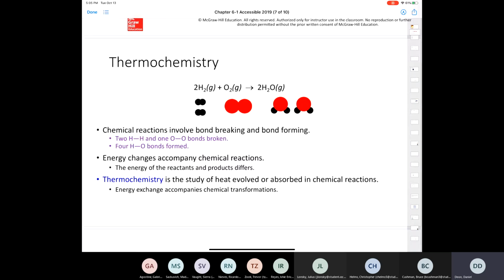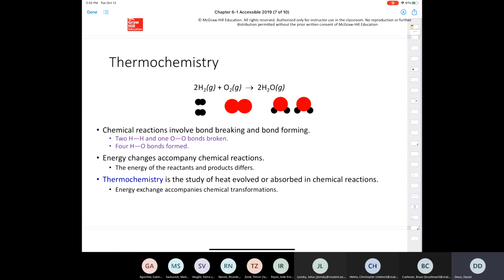If you've ever heard of the Hindenburg, this is the reaction that happened there. The hydrogen gas that was in the Zeppelin or the airship, whatever you want to call it, burned in the presence of oxygen and created a lot of steam, but it also released a lot of heat. Okay, it released a lot of heat energy.